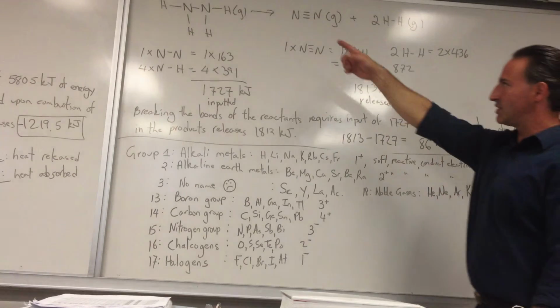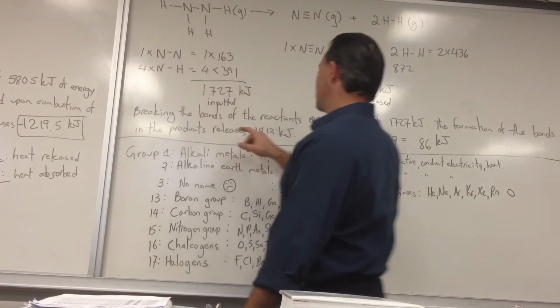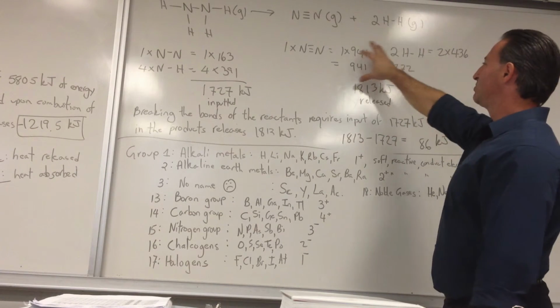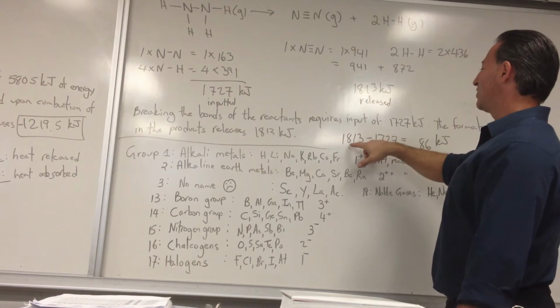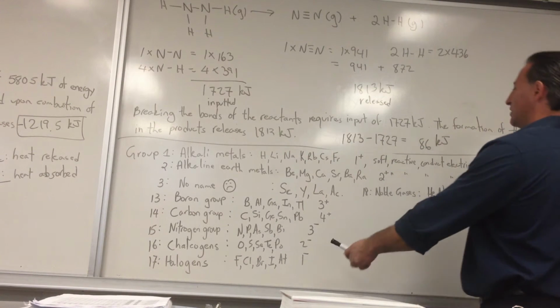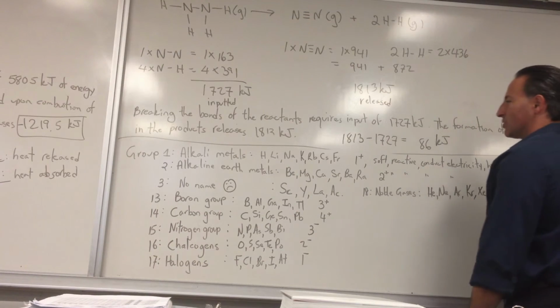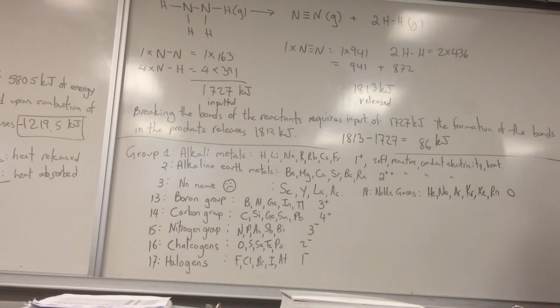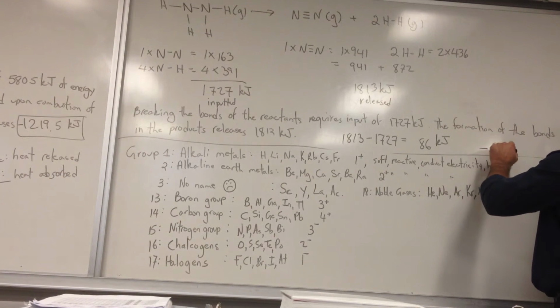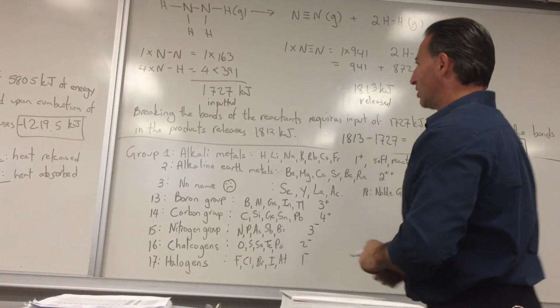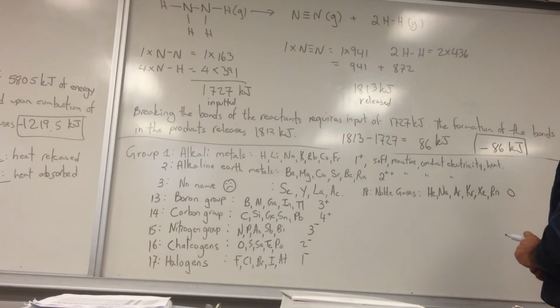So breaking all the bonds in this molecule involved here requires an input of 1,727 kilojoules, and all these bonds that are being formed release 1,813. So when you subtract the input of energy from the amount of energy released, you get 86 kilojoules of energy. And then you should report the answer as an exothermic one, so it's going to be negative 86 kilojoules as a final answer. Negative 86 kilojoules of energy is released for every mole of this molecule that is broken down.